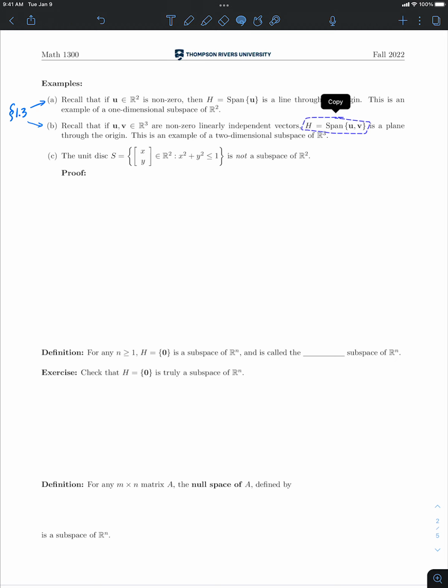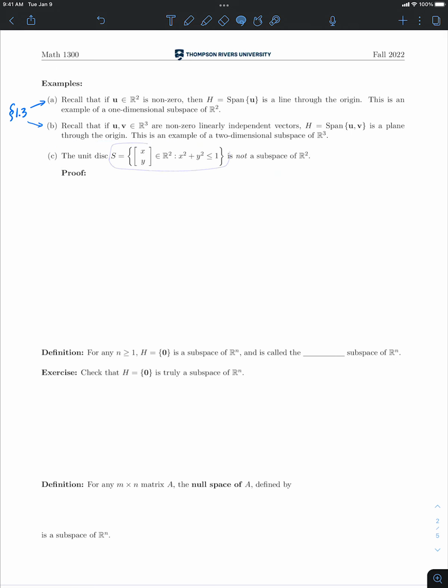So those are just a couple of examples, and like I said, we've looked at those in a bit more detail in section 1.3. But part C here is new. This is a brand new set to consider. And you can see by the way I've written this down that this is actually an example of a set of vectors that fails to be a subspace. Let's take a look at why.